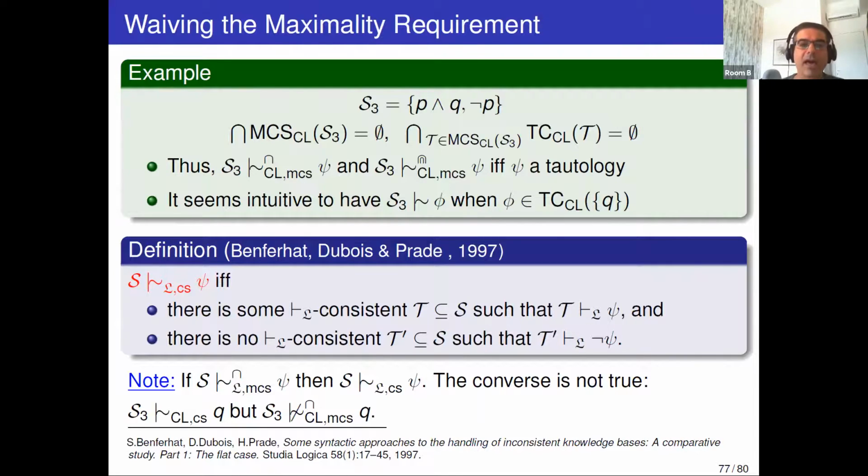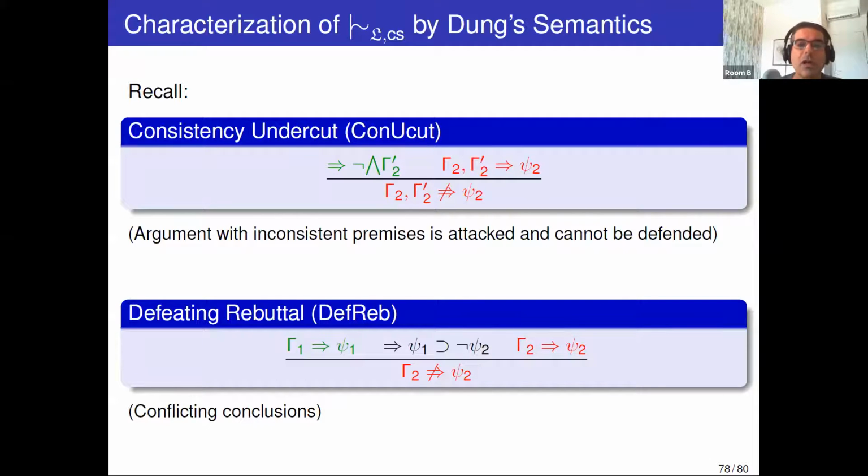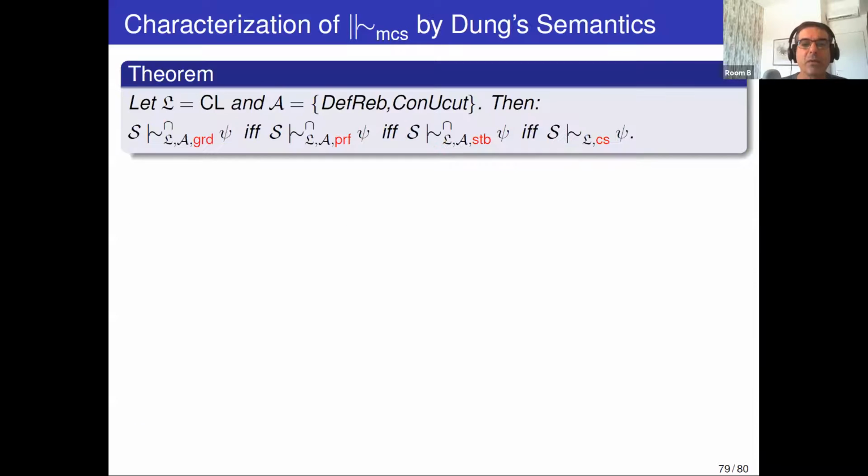And again, we have a theorem that shows that if we use consistency undercut and defeating rebuttal as our attack rules, then we can imitate reasoning with consistent subsets and not necessarily maximally consistent subsets. The theorem shows that if we use classical logic together with defeating rebuttal and consistency undercut, then reasoning with the entailment according to Benferhat, Prade, and Dubois coincides with sequent-based argumentation according to the grounded, preferred, or stable semantics.